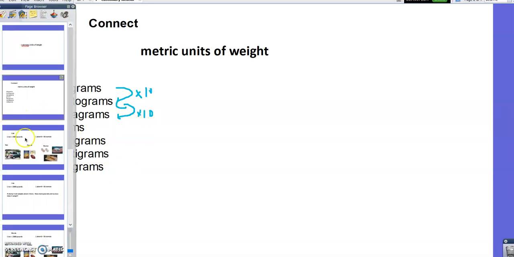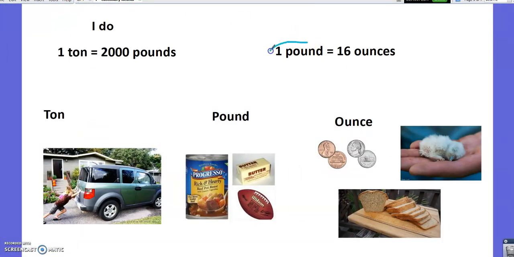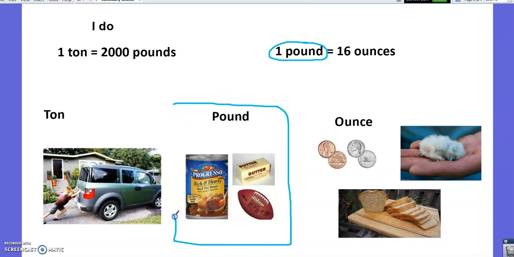So let's start by talking about what the customary units of measurement are. So the main one that you're familiar with is probably the pound. You probably know how many pounds you weigh, and most things that are weighed are measured in pounds, unless they're very small or very large. We tend to use pounds. So a pound, if you want to try to imagine some things that are a pound, a can of soup is a good example. You know, not too big.